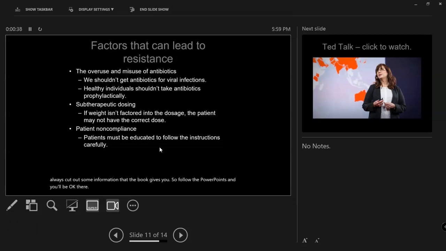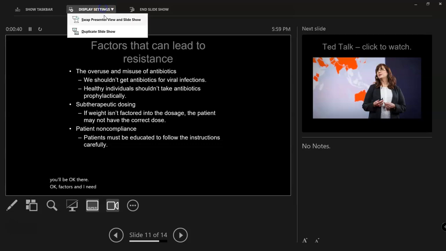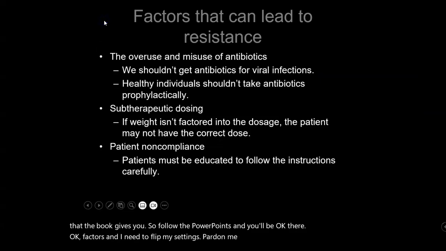Okay, factors, and I need to flip my settings, pardon me. I forgot because I flunked out for a second.